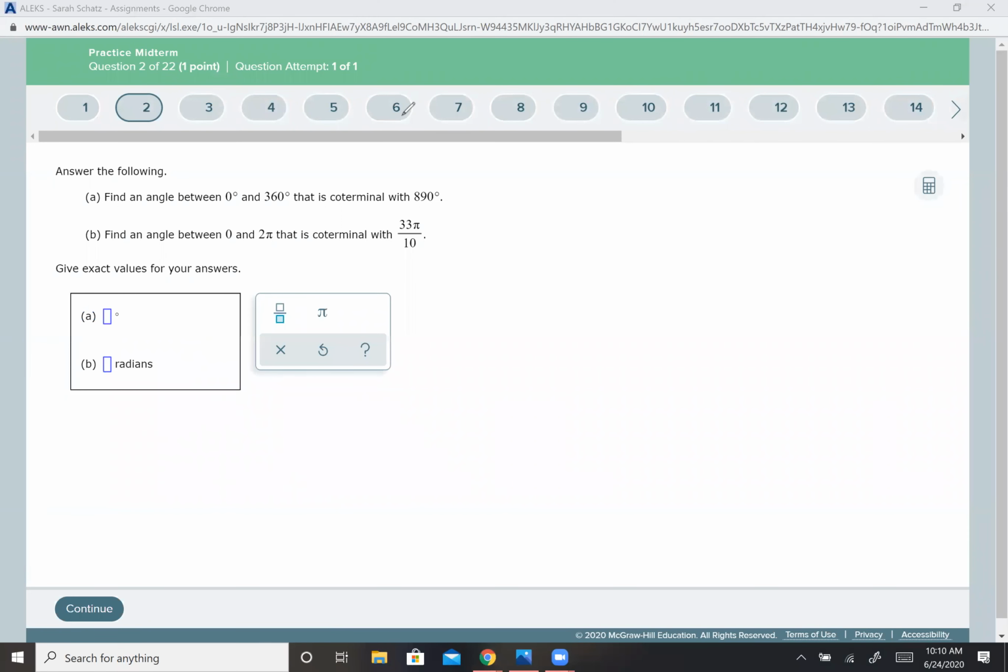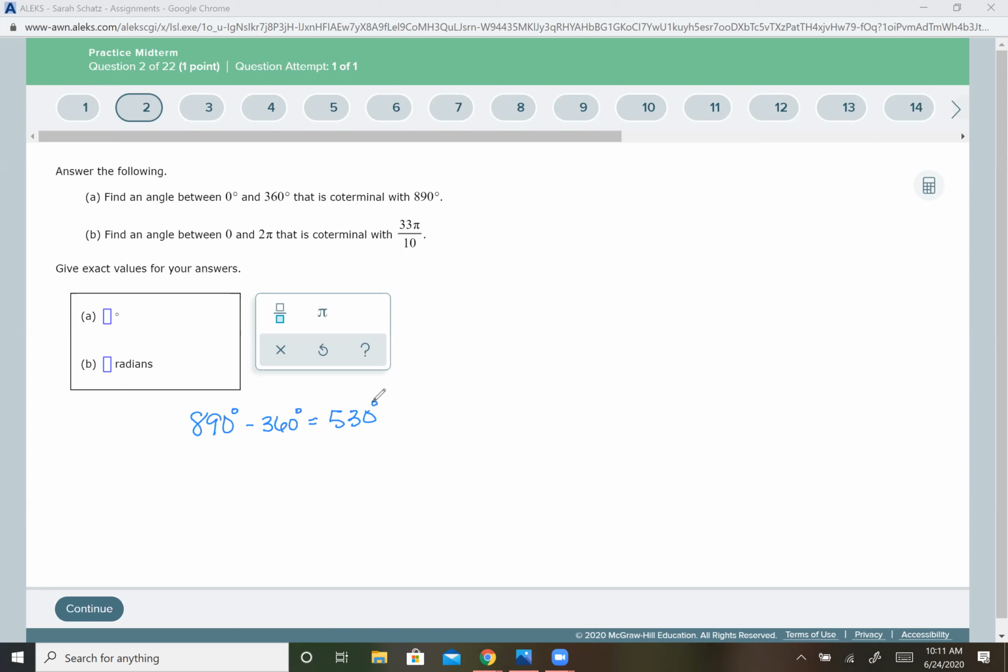Okay, so next we're looking for a coterminal angle. Find an angle between 0 and 360 that is coterminal with 890. If you're given an angle that's larger than 360, what you're going to do is subtract 360 until you get to an angle that's within 0 and 360. So let's see, what is 890 minus 360? And we get 530.